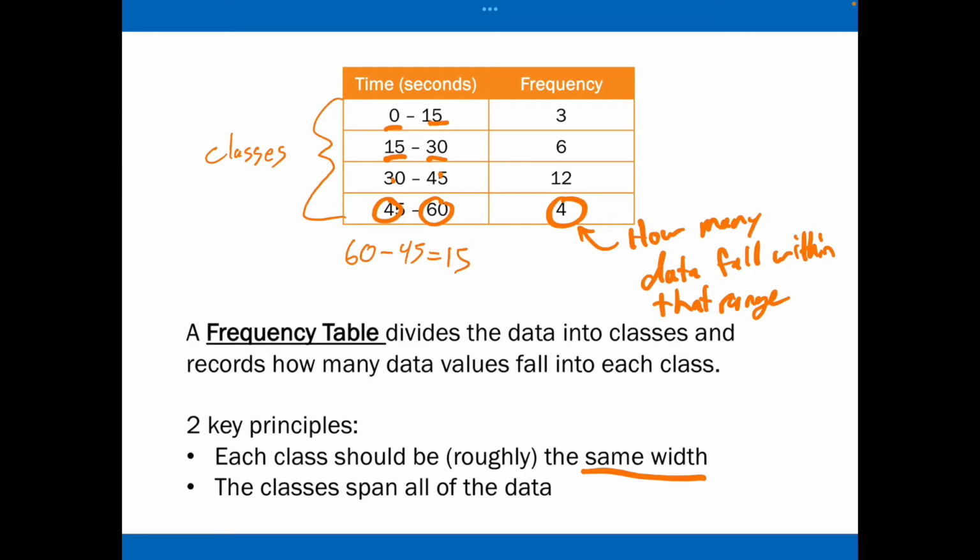And the next important principle is that the classes should span all of the data. So if your data values are between 0 and 60, then it makes sense for your classes to run between 0 and 60. If your data values are only between 45 and 60, then it wouldn't make sense to have these classes here on the bottom. Similarly, if your data values go above 60, you would need extra classes.